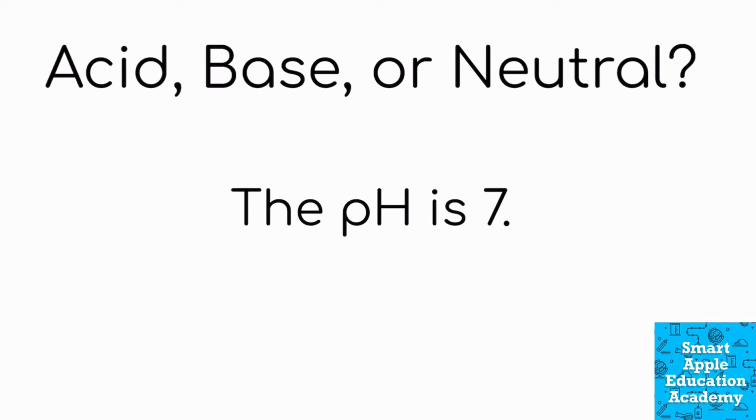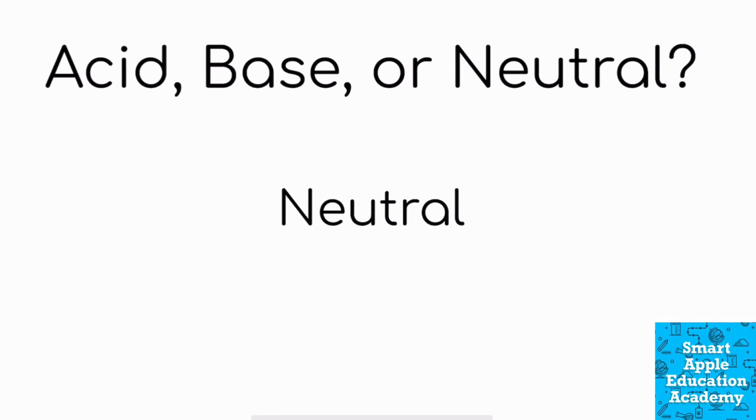If something has a pH that is less than 7, then it is an acid, and if something has a pH that is greater than 7, then it is a base. Since the pH is 7, the solution is neutral. We have figured out that the solution is neutral. Now let's move on to the next one.